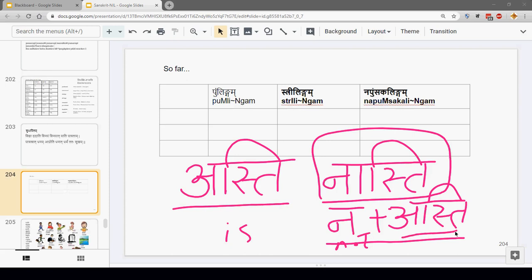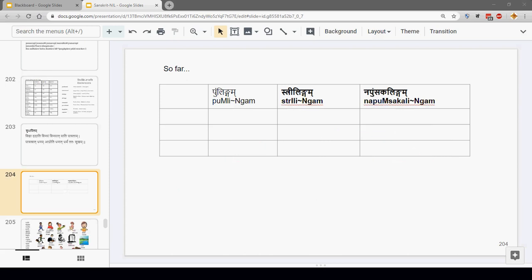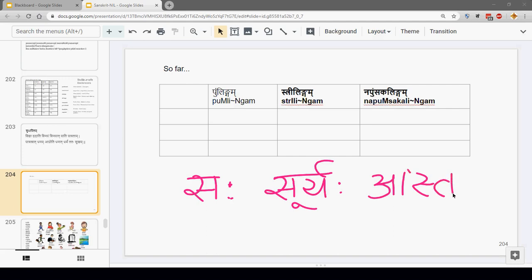Not is. So using these simple words asti and nasti, we can practically form full sentences. Like what? Saha balakaha asti, right? Saha Suryaha Asti. What does it mean? Saha Suryaha Asti. The sun is. That is the sun.